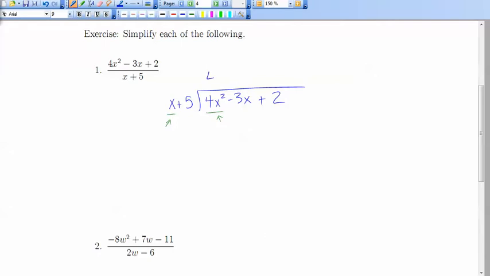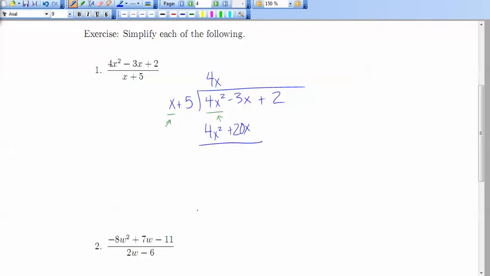And the answer is 4x. If I multiply 4x times x, I'll get 4x squared. But then I have to apply that 4x to that plus 5 as well. So I have 4x times 5, that gives me 20x.